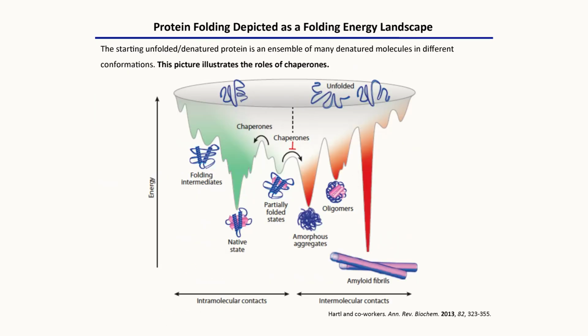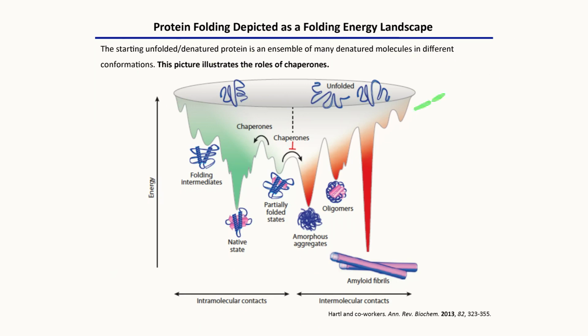And just looking ahead a bit to our discussions of chaperones, these proteins that assist in folding, this is another view of an energy landscape, but it's taking chaperones into account. So we have energy here, and this depiction is from the assigned reading. It basically divides things up in terms of productive intramolecular contacts versus intermolecular contacts that lead to situations like oligomers and aggregates and fibrils.